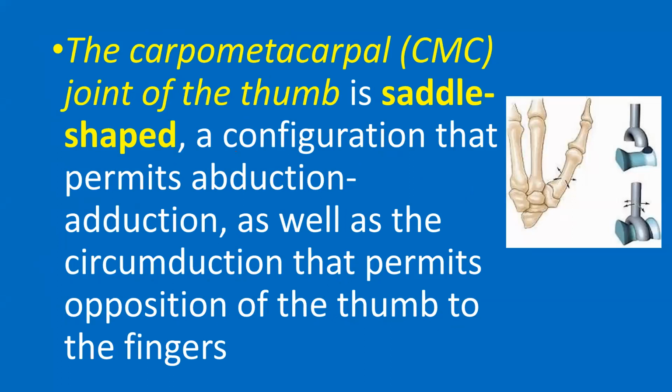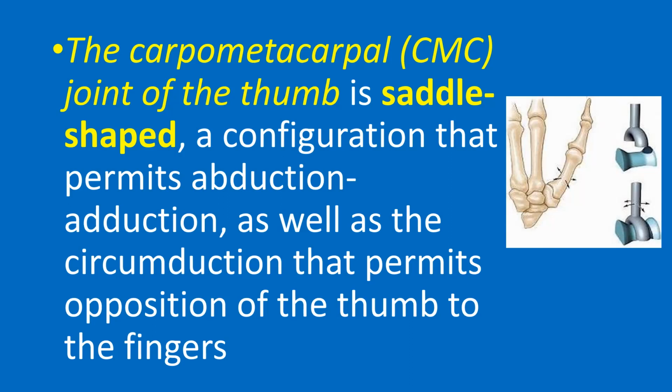So I mentioned to you that the carpometacarpal joint of the thumb is a saddle joint. طلعوا بالصورة على جهة اليمين بهالسلايد. You can see what I mean by a saddle joint.